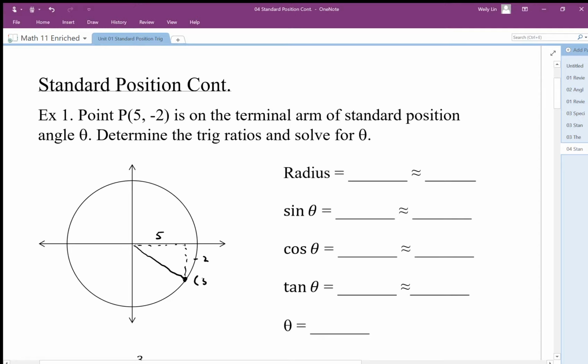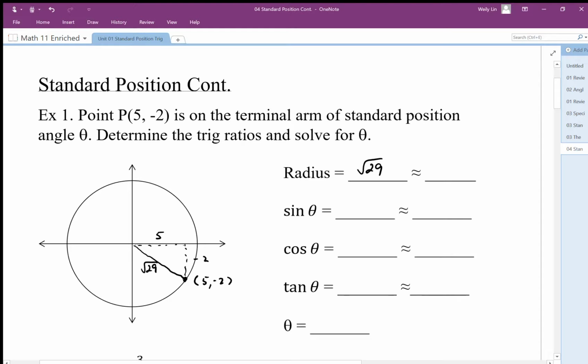Okay, so it's 5 and -2. The first thing it's asking for is a radius, so we're going to use Pythagoras. And since we're given two sides of the triangle, we want to leave this in exact values. So we're going to do the square root of 5 squared plus -2 squared, and that's going to be square root 29. So square root 29 represents the radius, and we want to use that exact value.